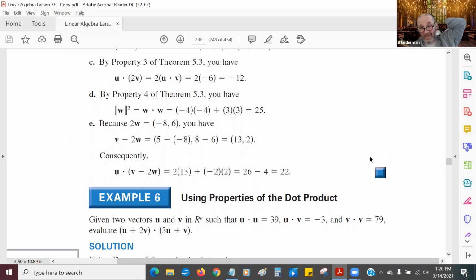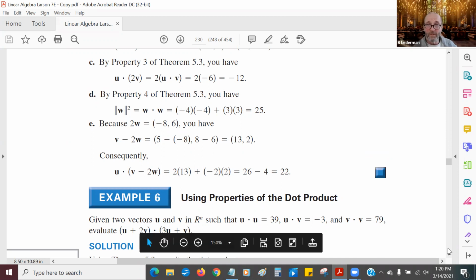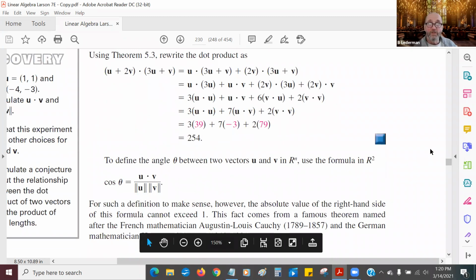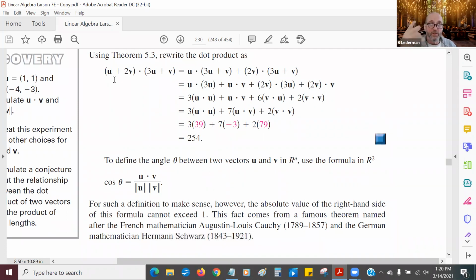Yet we're going to be able to solve the problem despite not being given what the vectors are. And let's see how we do that. So using theorem 5.3, which is something we just learned a bit ago, we know that this distributive property. So u plus 2v dot 3u plus v, well, we know we can distribute. So this becomes u dot the second vector plus 2v dot that second vector.